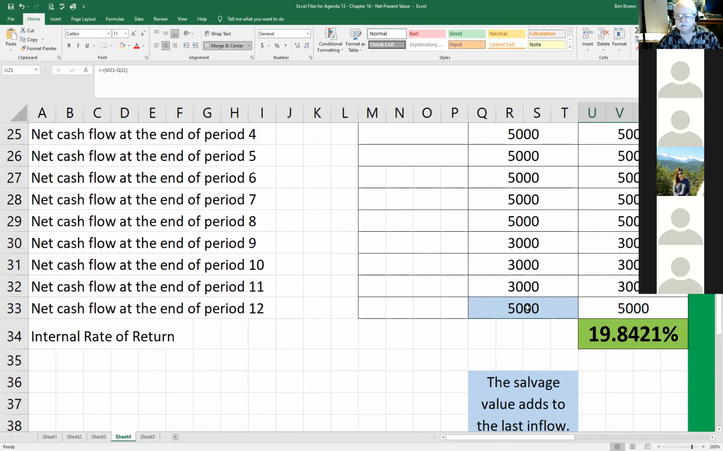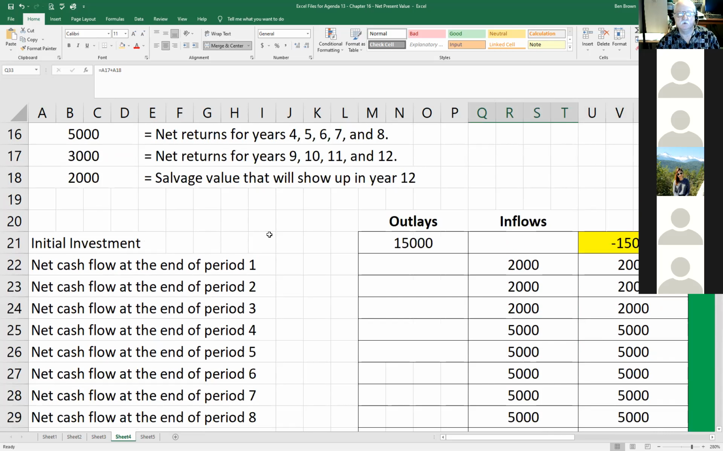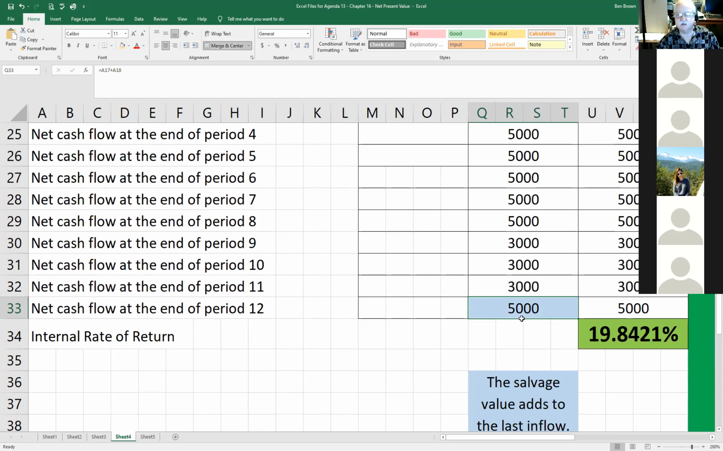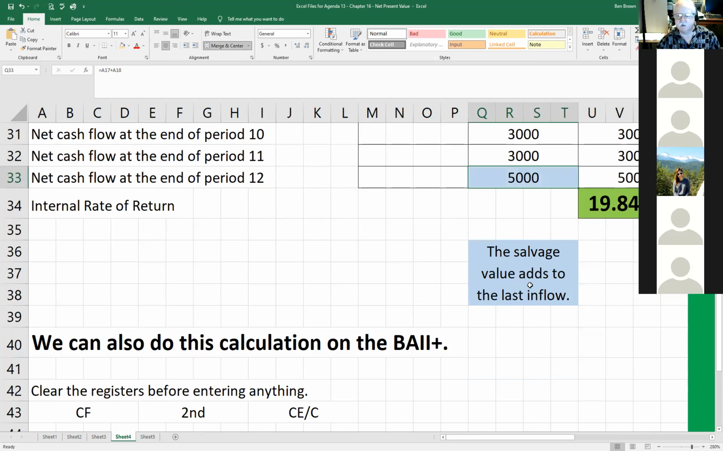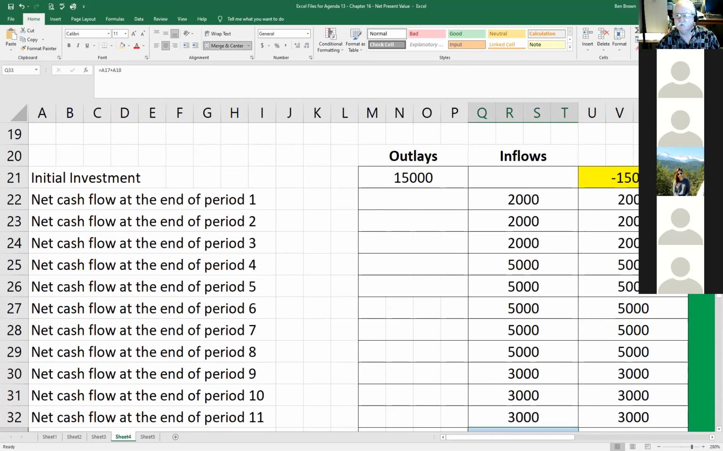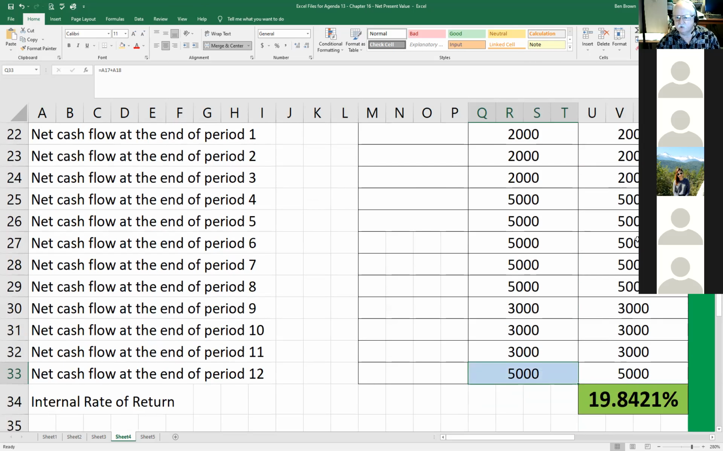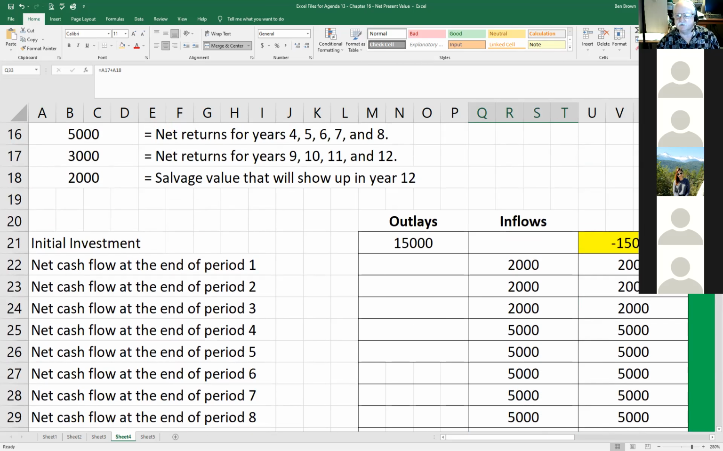And in the very last period, it would have been an inflow of $3,000, but we have to take into account the salvage value. The salvage value adds to the last inflow. And so in this last column, we have all of these numbers that are the result of the outflows and inflows.